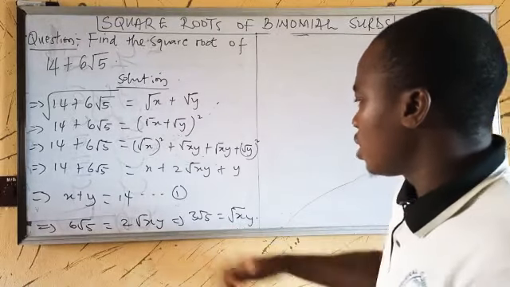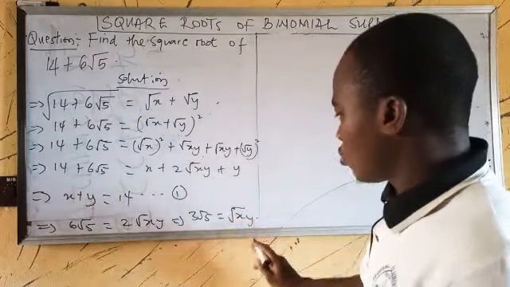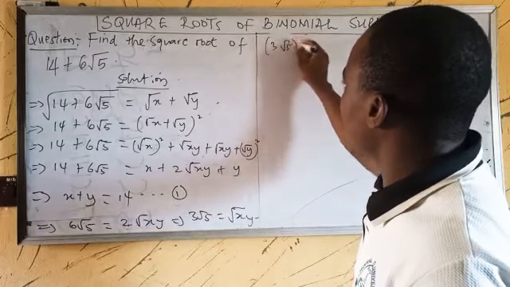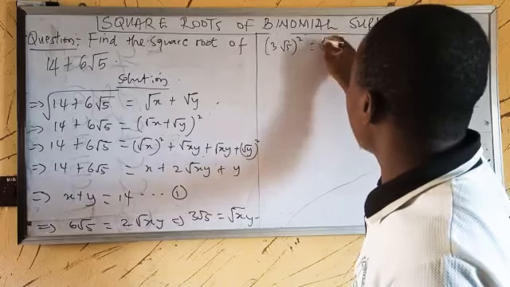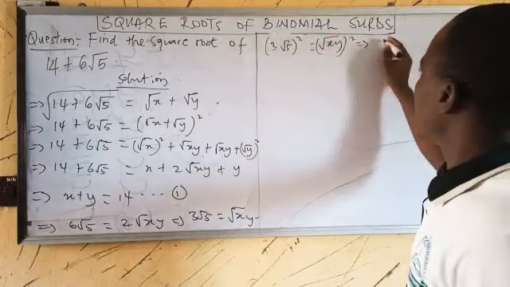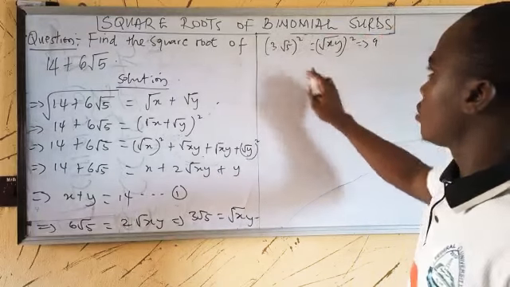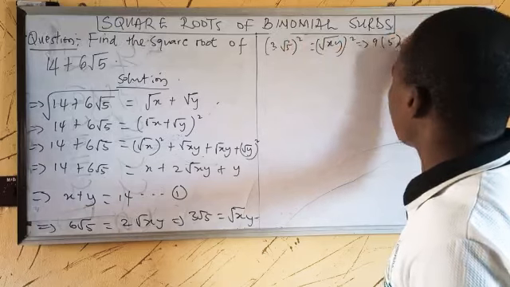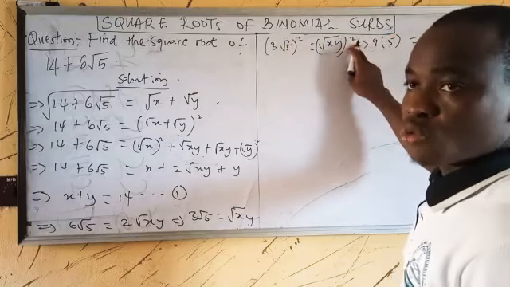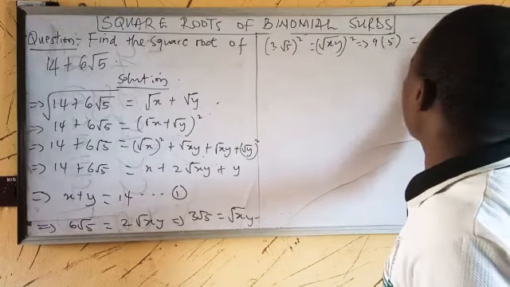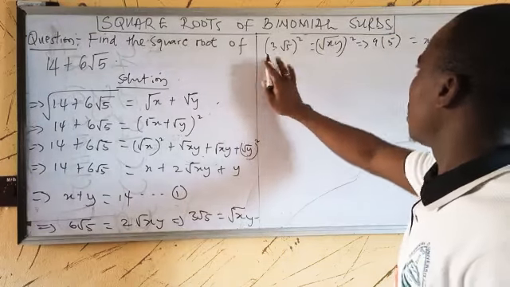Now from here, you square both sides. If you square both sides, we have 3 root 5 whole squared equals root xy whole squared. You can see that 3 squared gives us 9, multiplied by root 5 squared, which gives us 5, equals xy, since the square root cancels the square. Can you see that? So this will give us another equation.